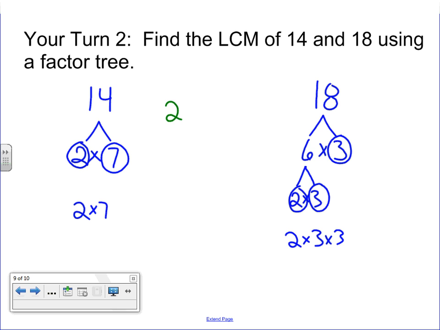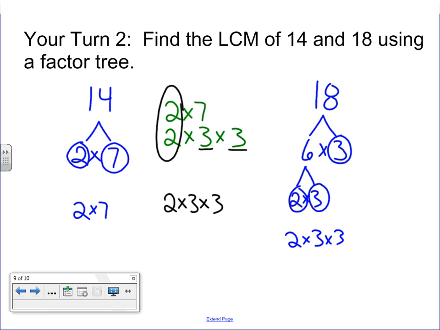Again, if I write these on top of each other, it helps me to see what they share. And in this situation here, 2 is shared, so I'm only going to include that one time. I'm going to put 1, 2. Instead of the 2, I'm only going to put it once because it's shared. There's a 3 and a 3 here, so I'm going to do times 3 times 3. And there's a 7 there, so I'm going to do it times 7. Okay. So now we can multiply across to see what we get.